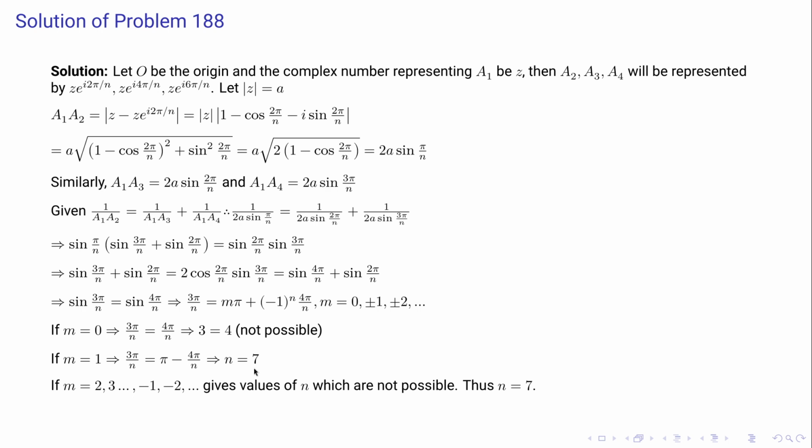Now when you solve trigonometry for general values, usually you should pick the smallest value. So even if further values of m can give us some integral value here, we should not take that. We should take the smallest value all the time. So this would be the smallest value of n, which is 7. If you try to substitute other values, you will see that those are not possible. So in the end, you will arrive at the conclusion that n is equal to 7.